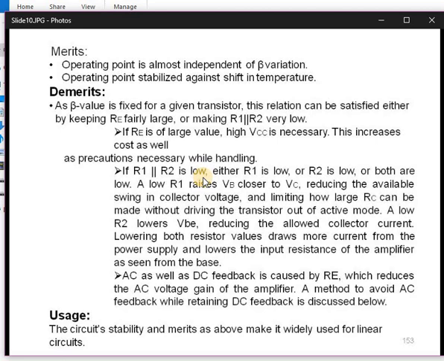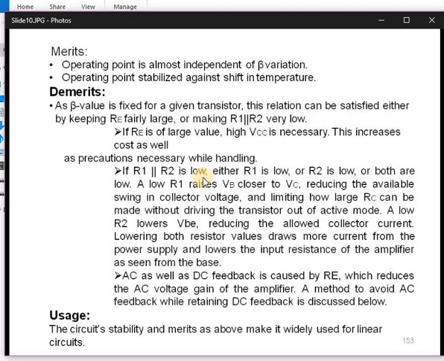Now, where do we use this type of potential divider circuit? Its stability and merits, as above, make it widely used for linear circuits. Linear circuit means here the transistor can be used as a current source. So these are the merits, demerits and uses of a potential divider circuit.